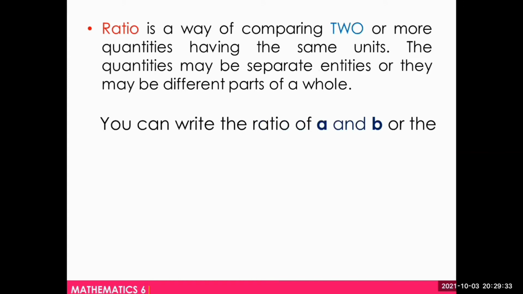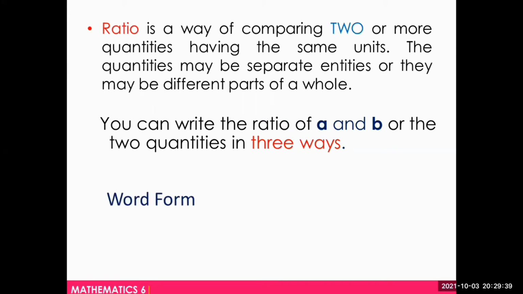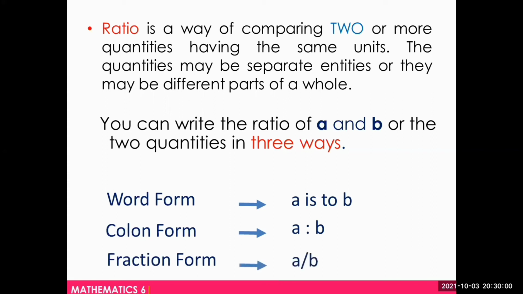You can write the ratio of A and B, or the two quantities, in three ways. Word form, A is to B. Makikita lang natin ang salitang "is to." Colon form, A:B. Makikita lang natin ang symbol na colon sa pagitan ng A at B. Fraction form, A over B. Makikita lang natin ang fraction bar sa pagitan ng A at B. Iba-iba man ang pagkakasulat, ngunit pare-pareho sila ng paraan ng pagbasa. A is to B.